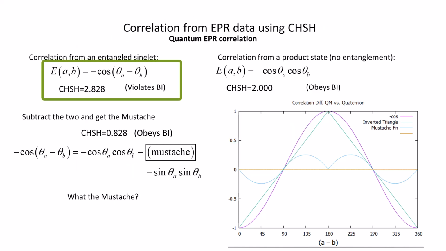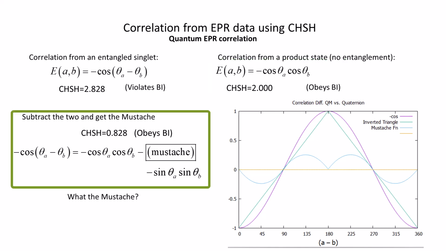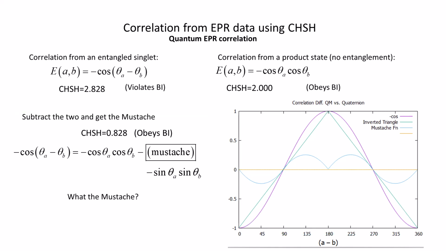In this slide, I summarize the results of the correlation given by the entangled state of minus cosine, with a CHSH value of 2 root 2, to the product state with no entanglement, with a CHSH value of 2, and their difference, the mustache. The mustache must be the part that accounts for the entanglement. To me, this difference is due to a property that must have the form of minus sine sine, and when added to the cos term, gives the observed cosine term for the correlation.